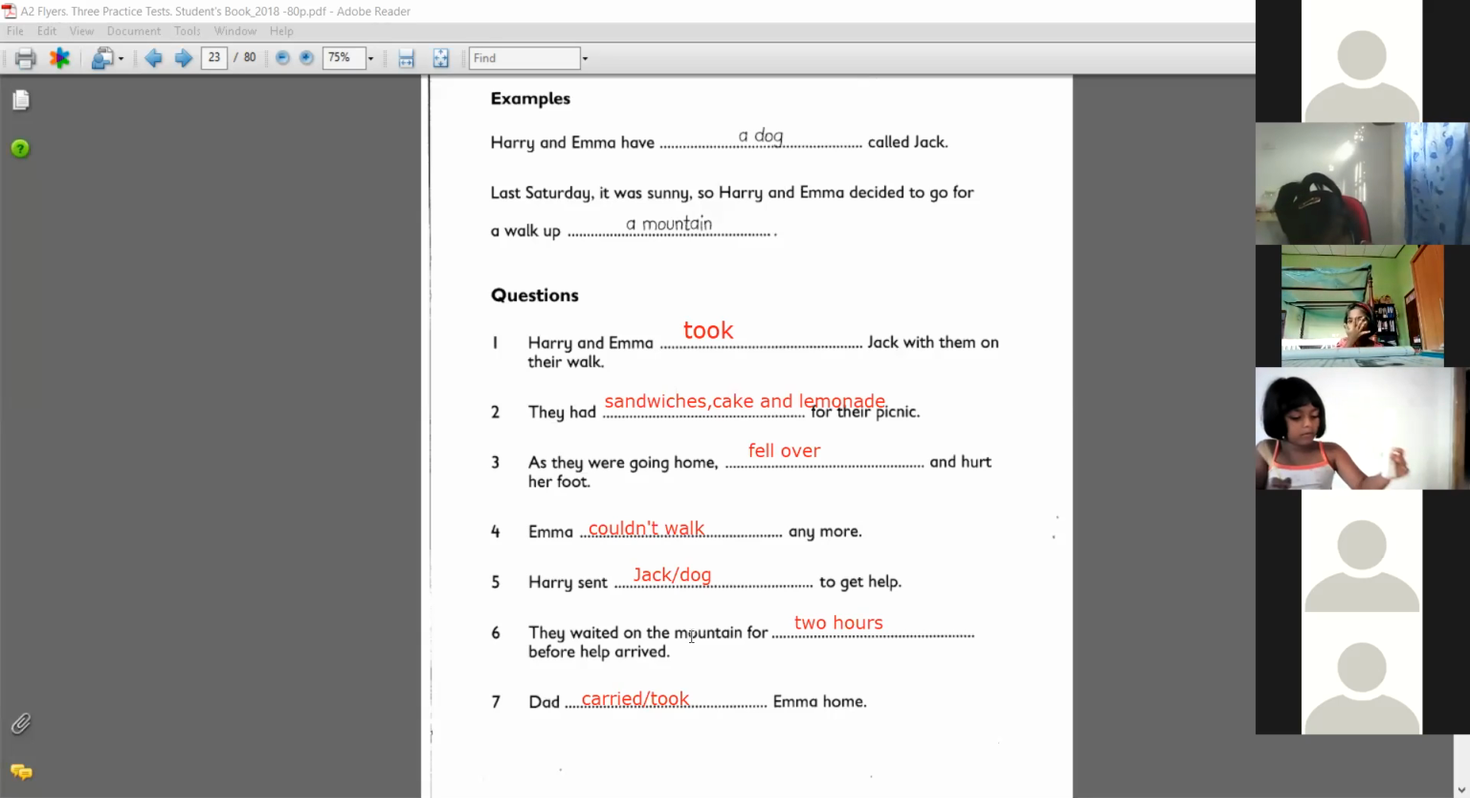Good. 7 out of 7. In the exam also, you want to score like that.